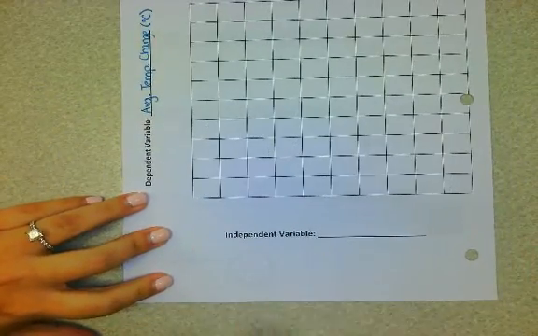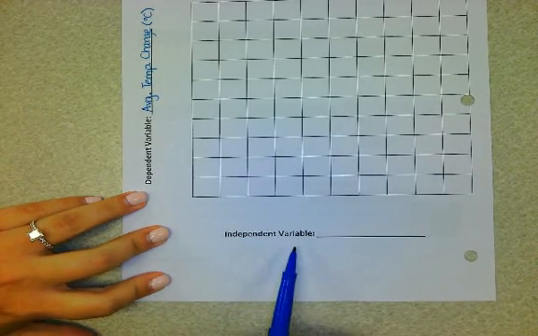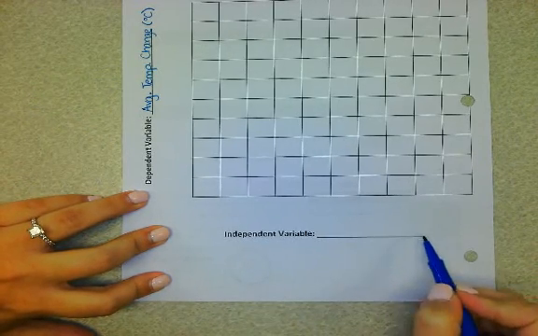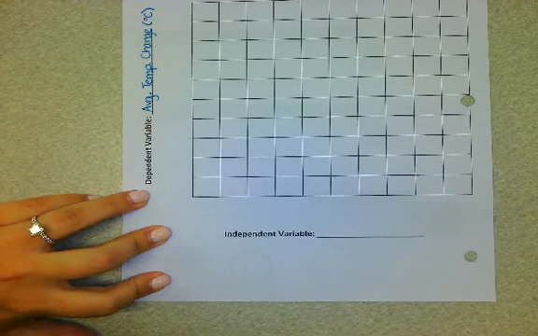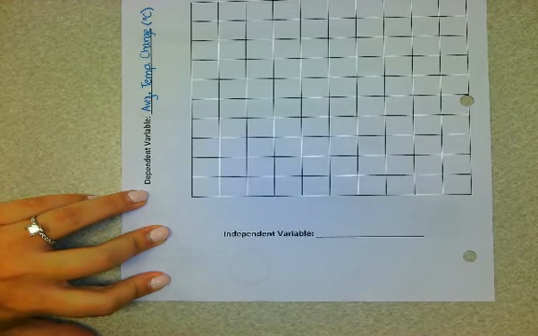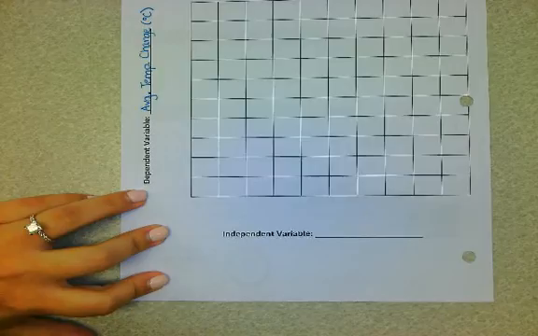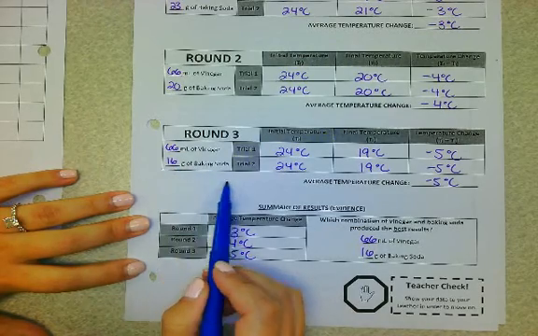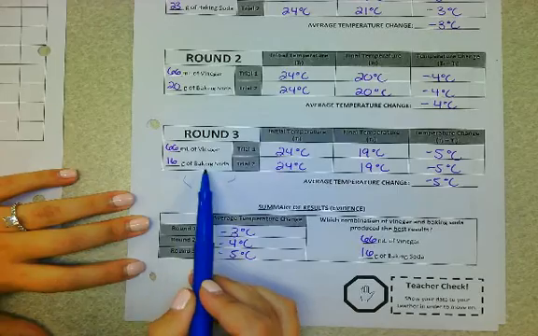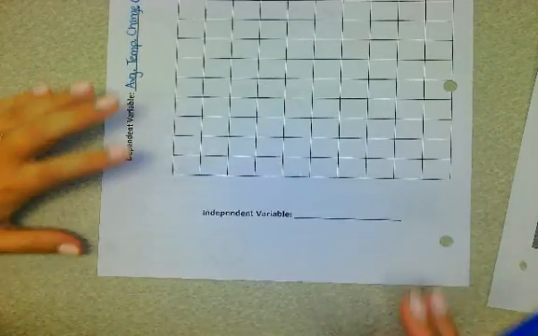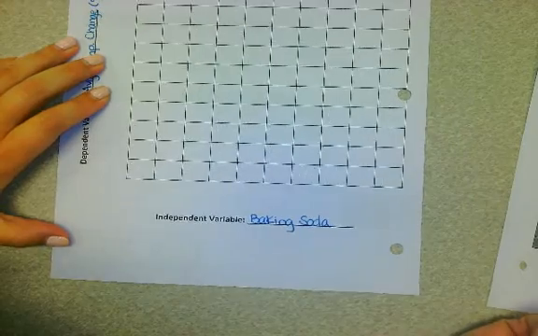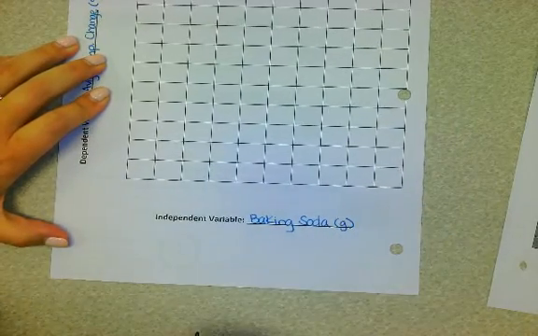Now your independent variable down here depends on what you changed in the lab. If you changed the amount of baking soda you used in each round, you're going to write baking soda here. If you decided to change the amount of vinegar, then you would write vinegar and put milliliters in the parentheses for the unit. But in our sample data, we have baking soda as our independent variable. So here we're going to write baking soda, and of course we have to have our unit, which is going to be in parentheses as grams. Okay, so we have our 2 axes labeled.